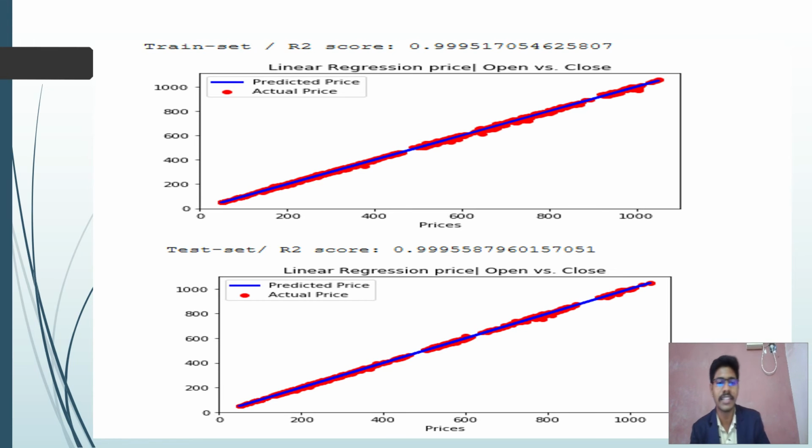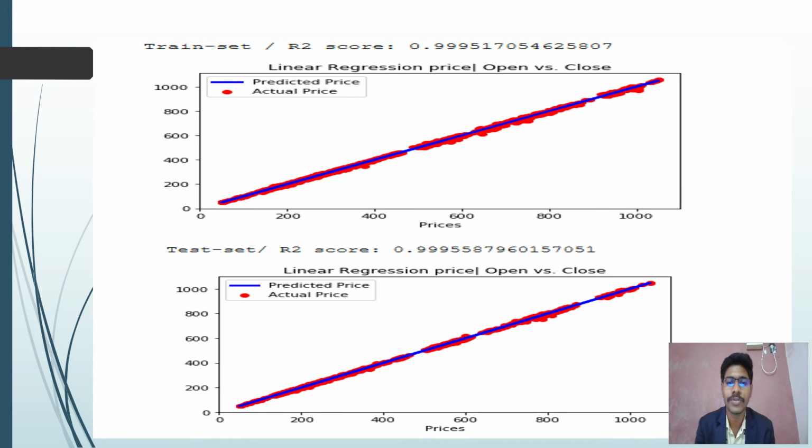The linear regression: the blue line is what we predicted, and the actual prices are the red color points. We predicted it accurately over the 1 year challenge. That is what we can show here.